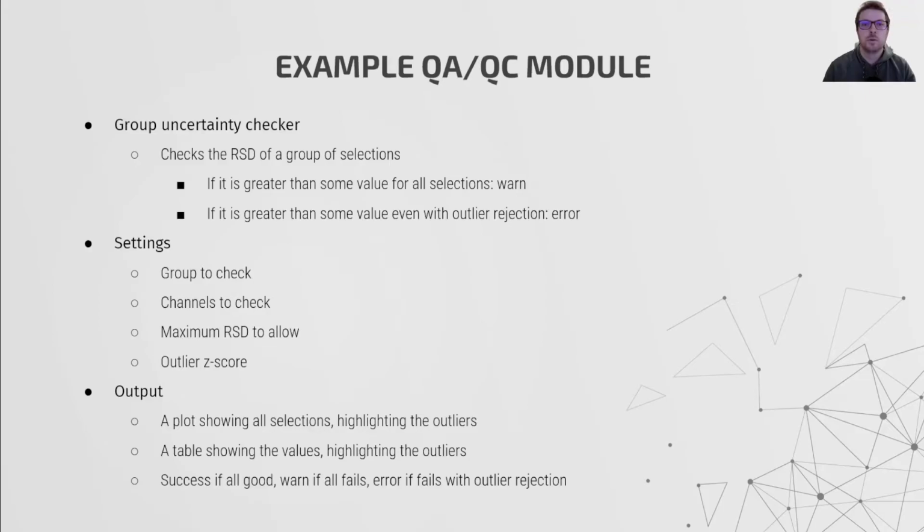For this module, we'll need a few settings. First, we'll need to be able to specify which group to check, we will also need to specify which channels to check. We need a setting for the maximum RSD to allow, and finally a setting for the z-score to use for outliers. The output of our module should contain a plot showing all of the selections and highlighting the outliers. It should also show a table with the values color-coded to easily see the exact values of the outliers. And as I was saying, we want to have a different finishing status depending on the %RSD and our settings. Now let's get coding.